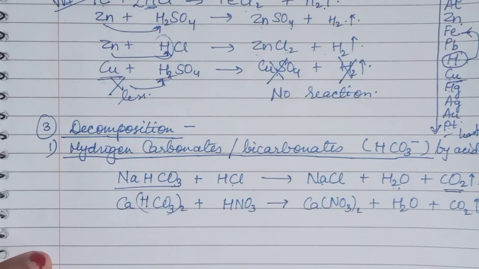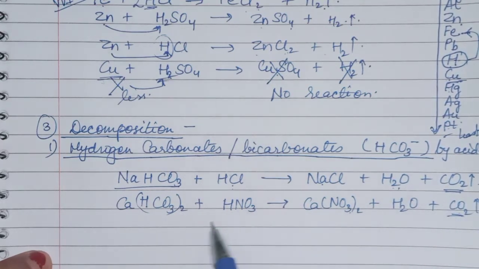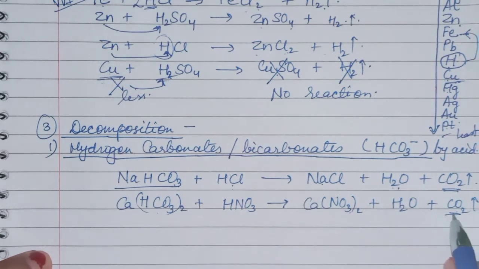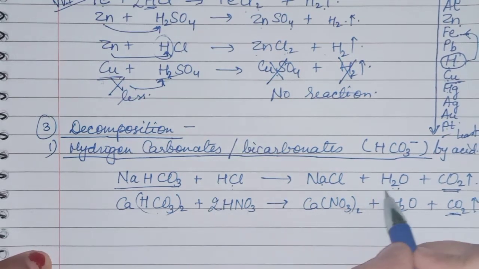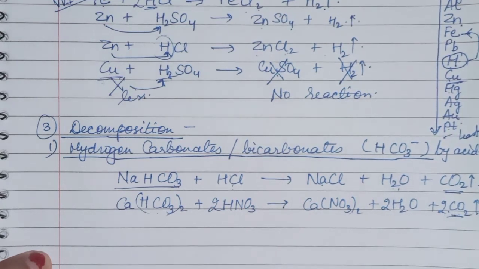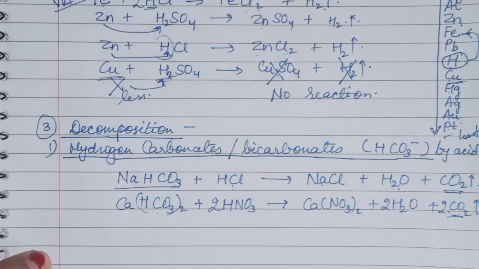Next example is calcium bicarbonate. On decomposition with acid, it will give calcium nitrate. Carbon dioxide will form because of carbonate, and water is forming. So wherever carbonate is there, remember that you have to write carbon dioxide gas is released. Now do balancing for this carbon dioxide, water and nitric acid. Okay. So the decomposition of bicarbonate with acid will give salt, water and carbon dioxide gas.